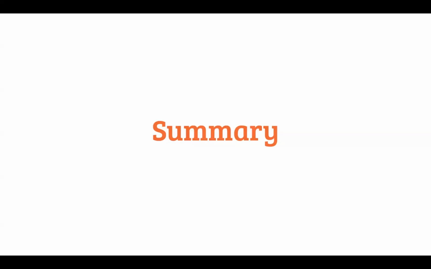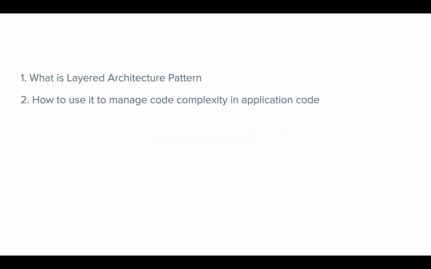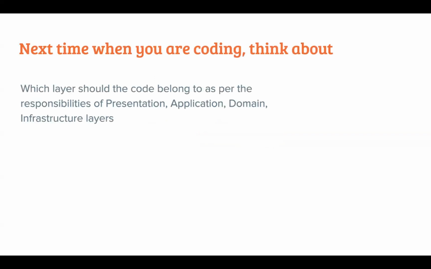To summarize, in this video, we discussed what is the layered architecture pattern and how to use it to manage code complexity. As next steps, next time when you are coding, think about which layer the code should belong to as per the responsibilities of presentation, application, domain, and infrastructure layers.